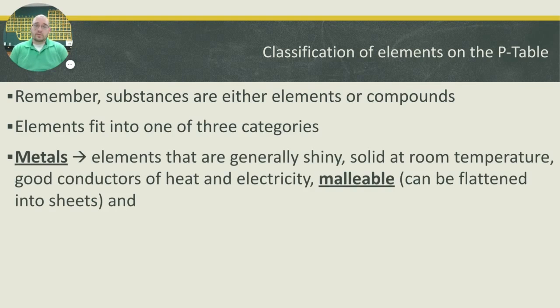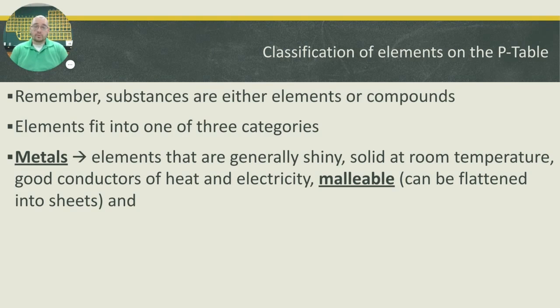The first is metals. Metals are any elements that are generally shiny, generally meaning most of the time. They are shiny, they're solid at room temperature. There's one exception to that. We'll learn about that later. They're solid at room temperature. They're good conductors of heat and electricity.